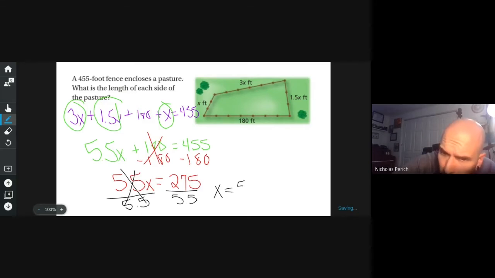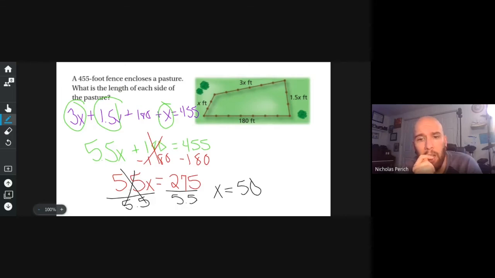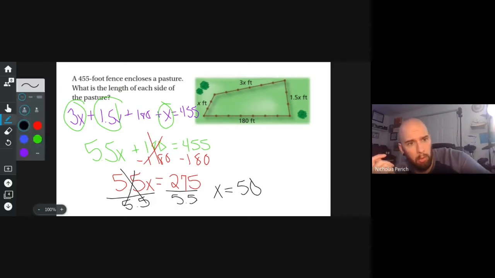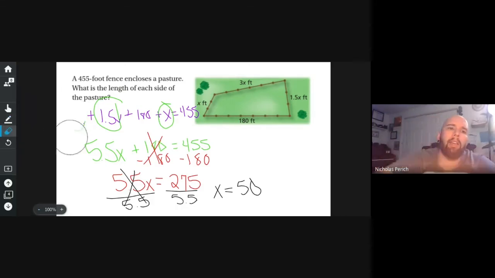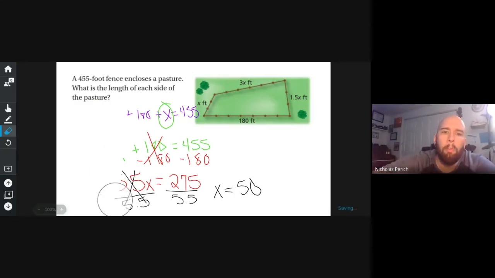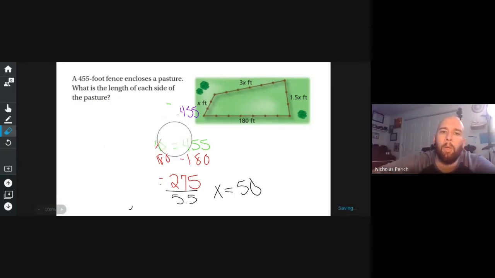Now let's look at the directions. Are my directions find x? No, no, no. It says, what is the length of each side of the pasture? So this is what I'm going to do. Again, this is a video, so if you need to go back and see, you can just hit the rewind button.